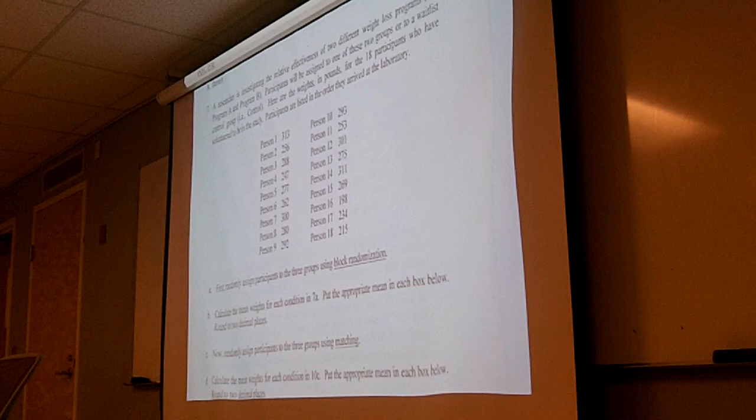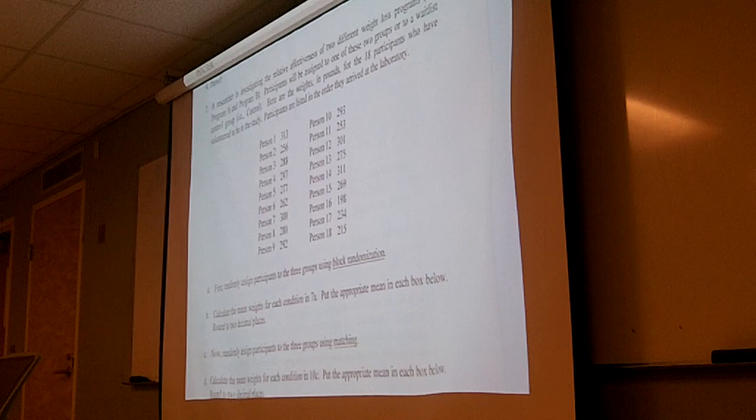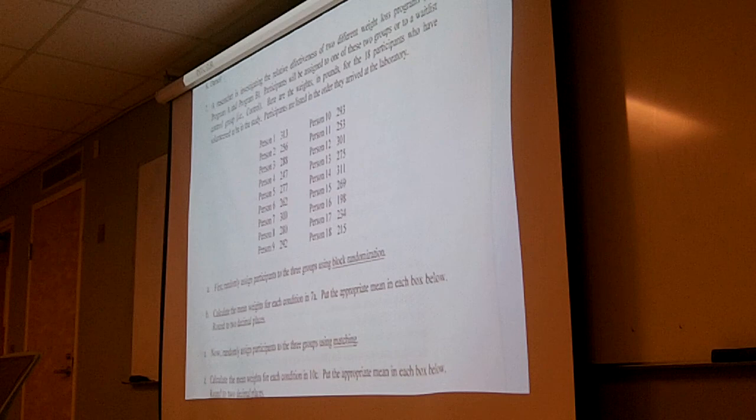So it says, here are the weights in pounds for the 18 participants who have volunteered to be in the study. Participants are listed in the order that they arrived at the laboratory. Now, this should sound familiar. Subjects coming to a laboratory with weights. What should this make you think of that we've already talked about in class? That's right. Chunks and lumps. Kroger kibble and Purina One.